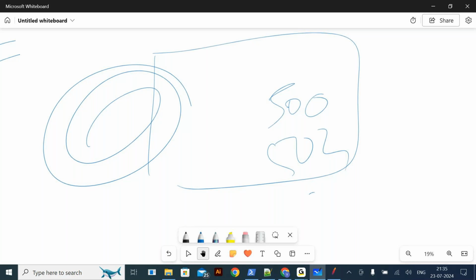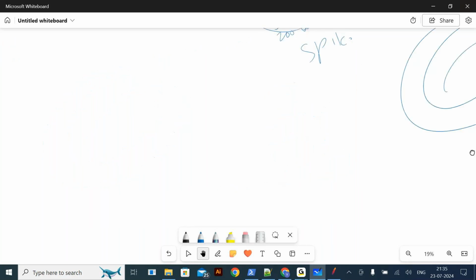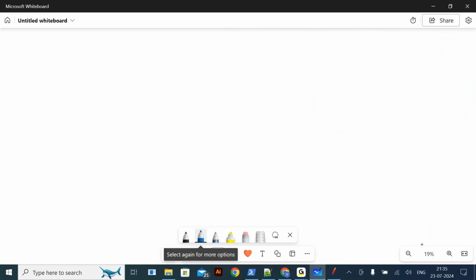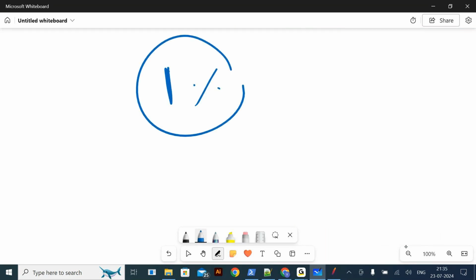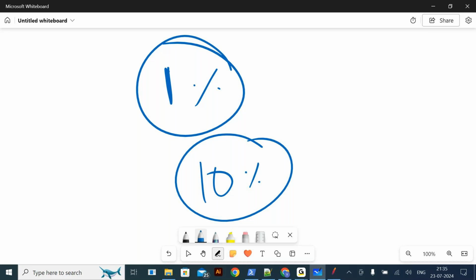I have a spike testing doubt actually. For spike testing, do we have any specific percentage of error acceptable? Yes. So see, generally for any test, it is 1%. For a stress test, it is 10%.